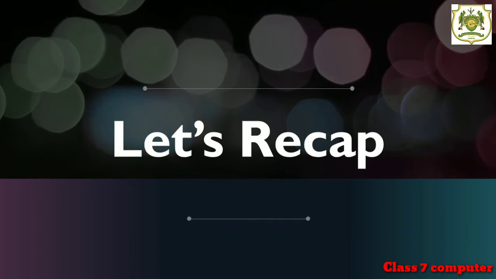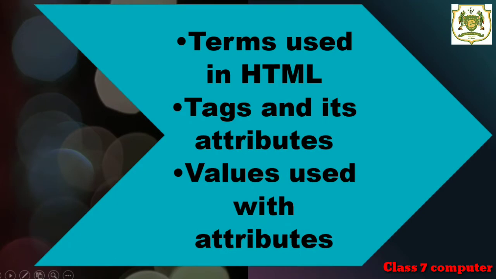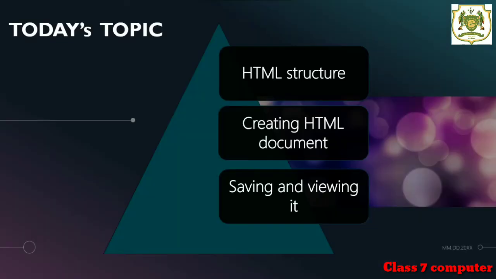Now let's see what we have learned in our earlier sessions. In our earlier session of this chapter, we have already learned about the terms which are used in HTML. We have also learned about the different tags and the different attributes used with these tags. We have also learned about the values which are used with these attributes in HTML tags and codings. Now let's study today's topic.